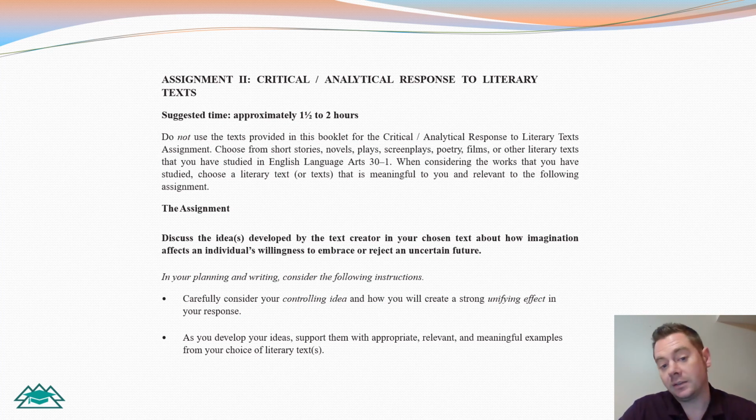And then finally, we've got the critical analytical assignment for that semester. So as you can see here, this is about how imagination affects an individual's willingness to embrace or reject an uncertain future. So this is about how imagination plays into this willingness to embrace or willingness to reject. Again, we've got that or there. So this is, again, multiple topics in one. So this is, again, another topic you could certainly practice with.